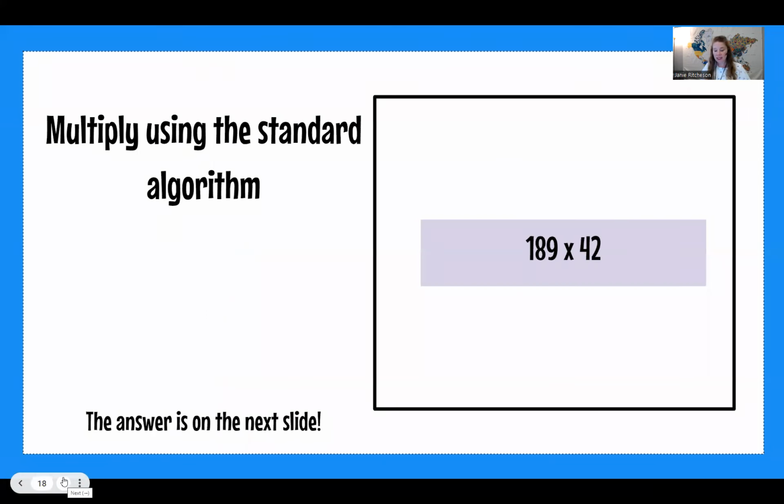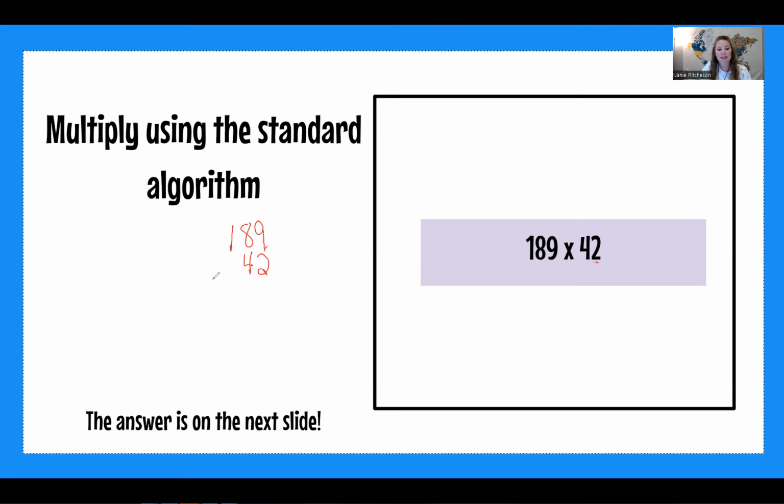All right, let's try another one. Let's line up our numbers right on top of each other very neatly. 189. We want those last 2 digits to line up, which means we'll put the 4 under the 8. All right, we're going to start with the 2. We're going to multiply by the ones, the tens, and then the hundreds.